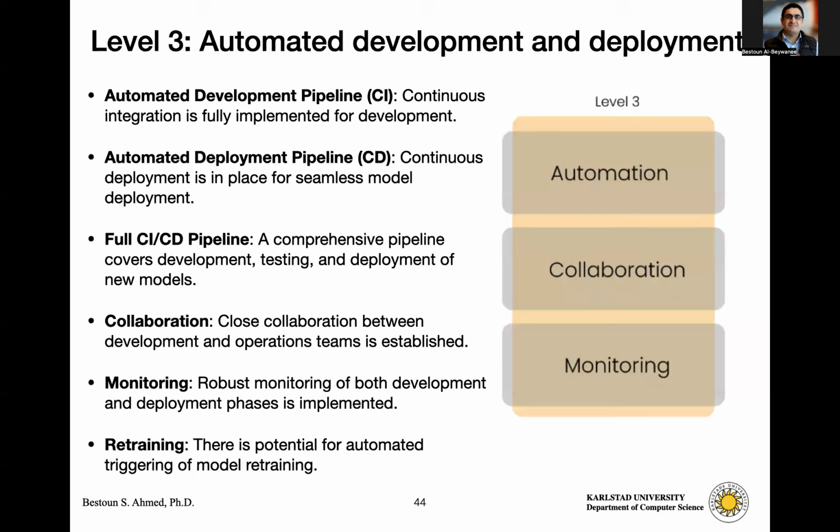Fully automated, which is level 3, means fully continuous integration, continuous deployment, and these steps are connected to each other, starting from the data until the deployment. Everything is connected, everything is automated, and until you retrain, monitoring, everything is connected.